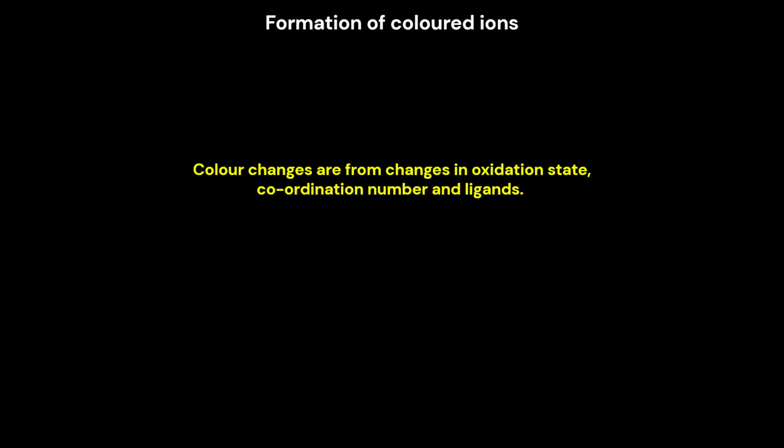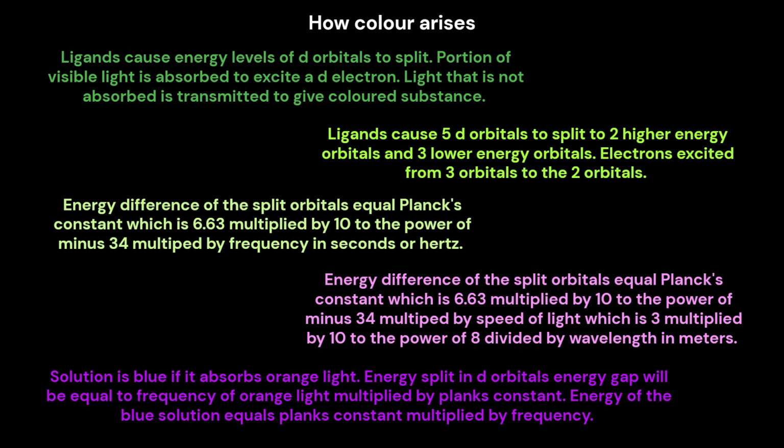Formation of colored ions. Color changes are from changes in oxidation state, coordination number, and ligands. How color arises: ligands cause the energy levels of d orbitals to split. A portion of visible light is absorbed to excite a d electron. Light that is not absorbed is transmitted to give a colored substance. Ligands cause the 5 d orbitals to split into 2 higher energy orbitals and 3 lower energy orbitals. Electrons are excited from the 3 orbitals to the 2 orbitals.